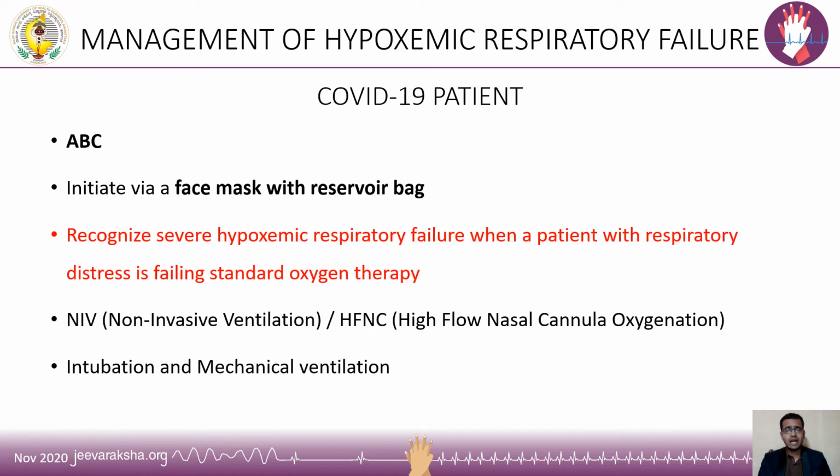Because most of the patients are tachypneic and their oxygen requirement is high, you will have to start with the oxygen reservoir bag instead of a nasal cannula or a face mask. If the oxygen requirement comes down, then slowly you can come down on your delivery devices. You can go to a face mask or a nasal cannula. But the important thing is to recognize severe hypoxemic respiratory failure when a patient's respiratory distress is failing standard oxygen therapy. You will have to quickly upgrade to a higher oxygen delivery device like NIV or HFNC, or sometimes even this won't be sufficient. You will have to go ahead with intubation and mechanical ventilation.